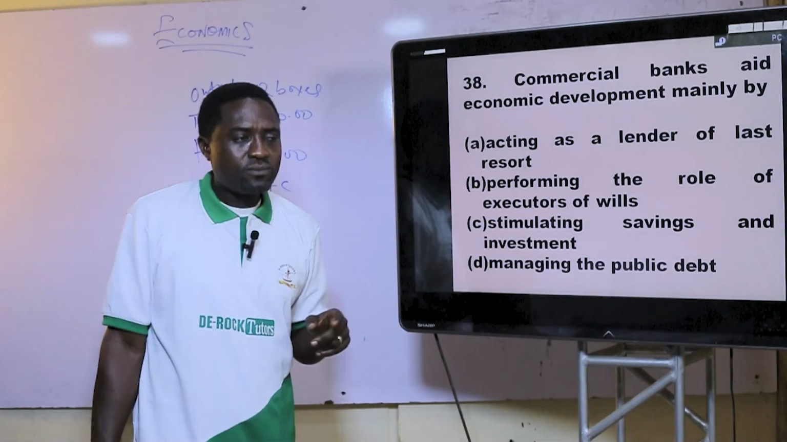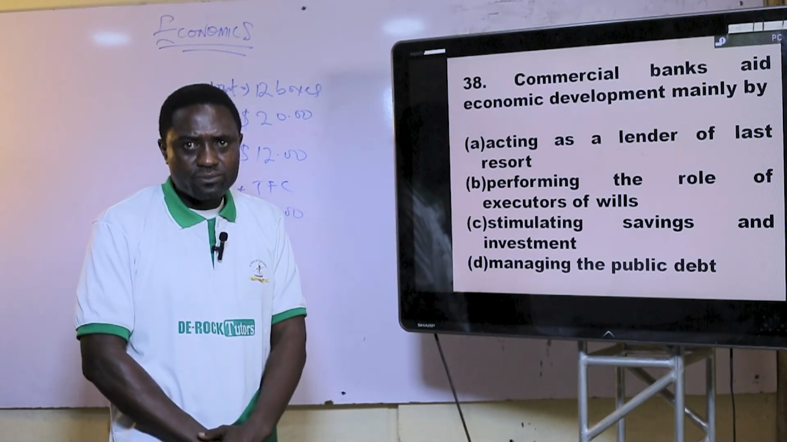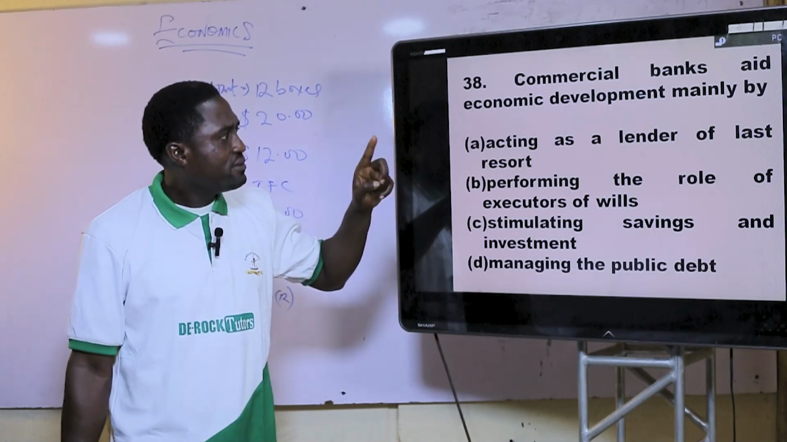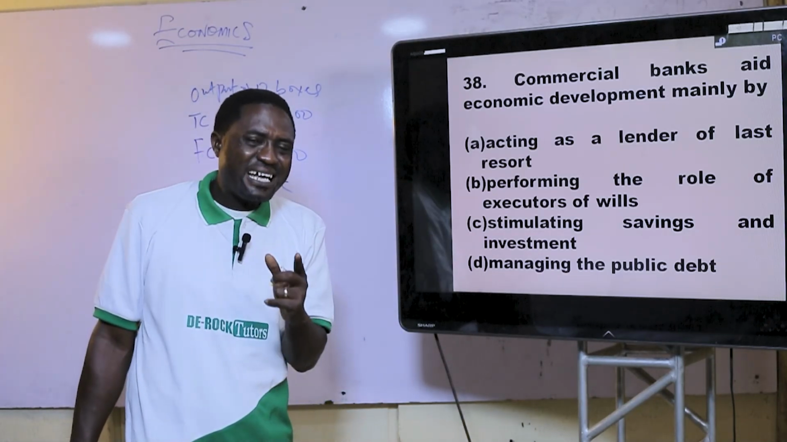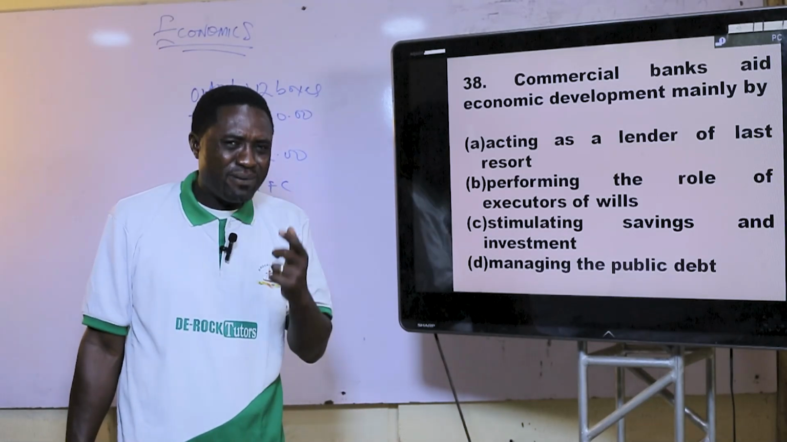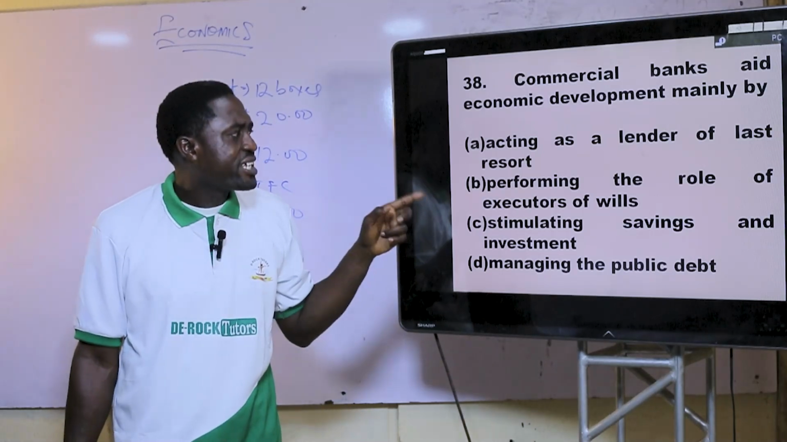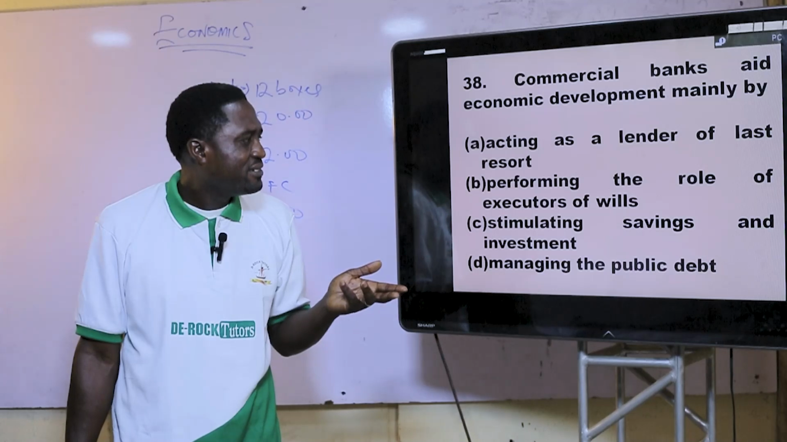Commercial banks aid economic development mainly by A. Acting as a lender of last resort. They can act as lender of last resort? That is the function of a central bank. The central bank acts as a lender of last resort. B. Performing the role of executors of rules. No, that's not their function.